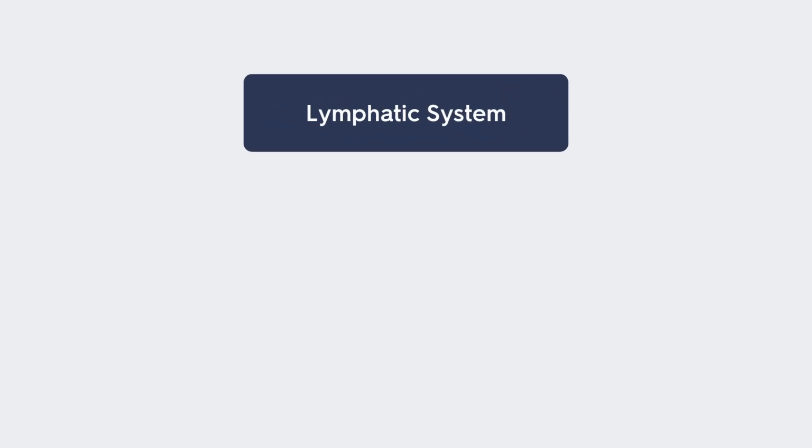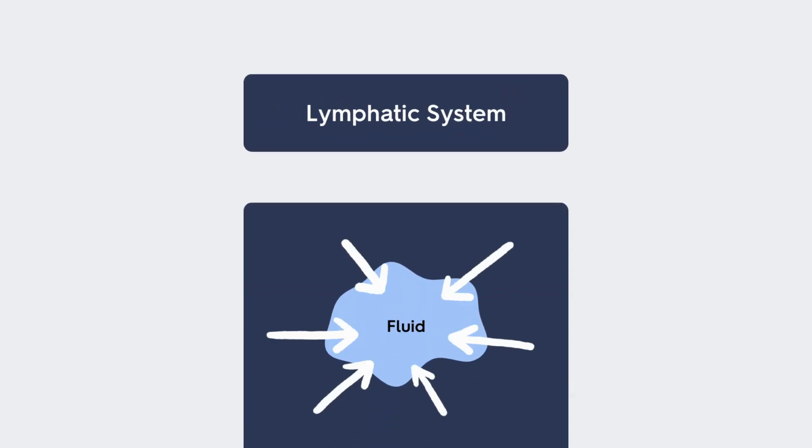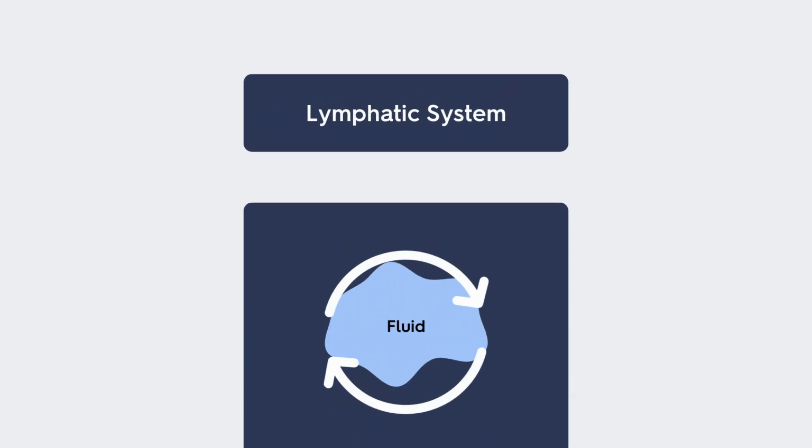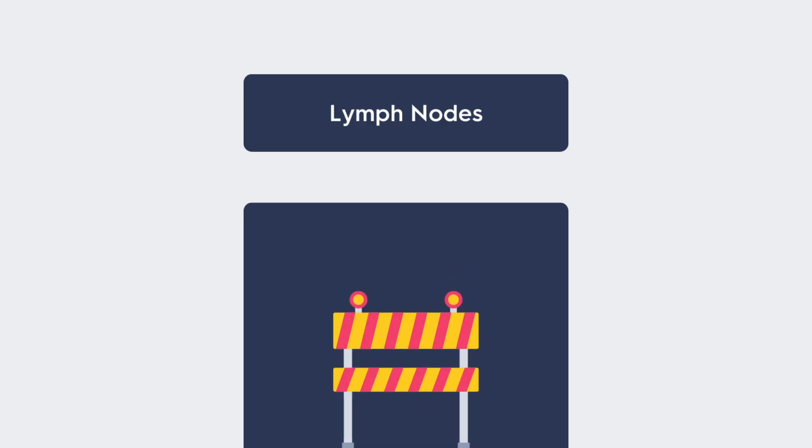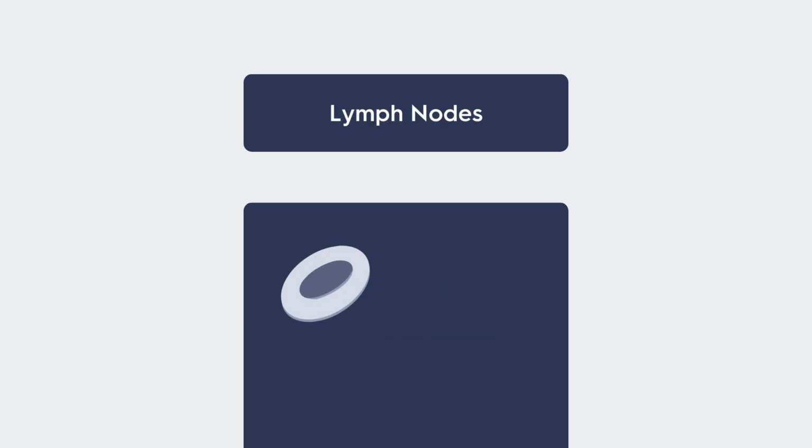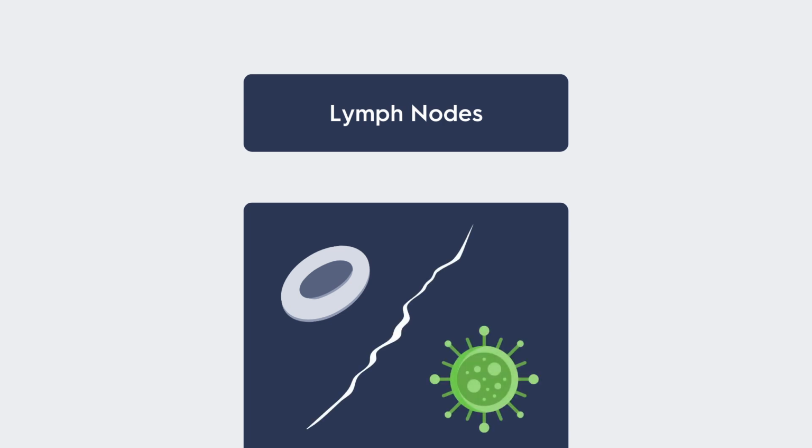So, what happens to this leaked fluid? The lymphatic system collects that fluid and returns it to the bloodstream through veins. Along the way, lymph nodes act like checkpoints, where white blood cells help trap and destroy unwanted invaders.